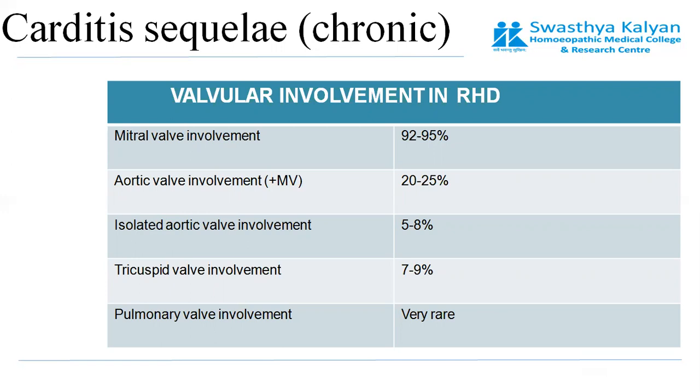Also, cases are noted with aortic valve involvement, that is, the left side would be involved more as compared to the right side. Aortic valve involvement along with mitral valve involvement is around 20 to 25%. But isolated aortic valve involvement, where the mitral valve won't be involved, is only 5 to 8%. Also, tricuspid and pulmonary valve involvement have a very low percentage. Obviously, the major ones are the left-sided valves.